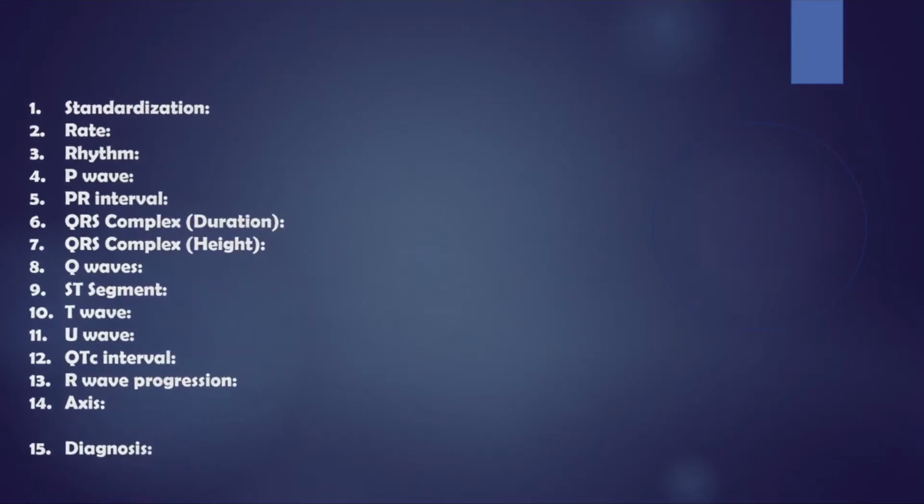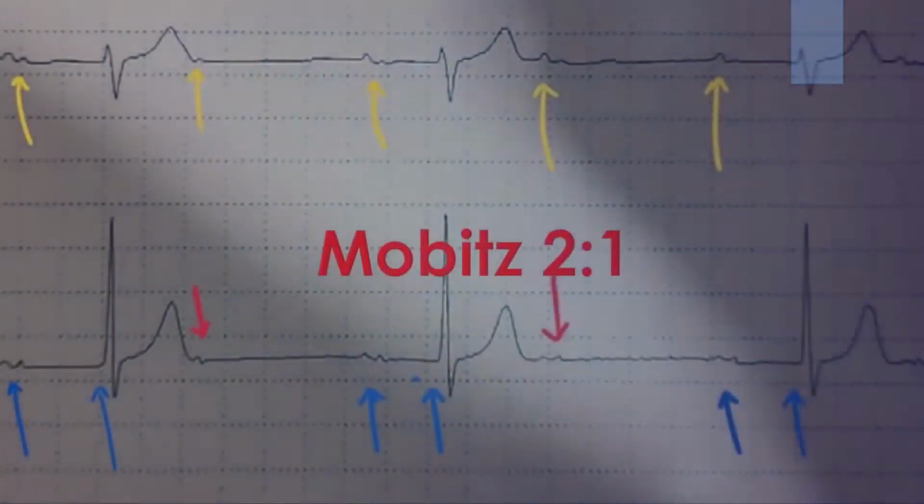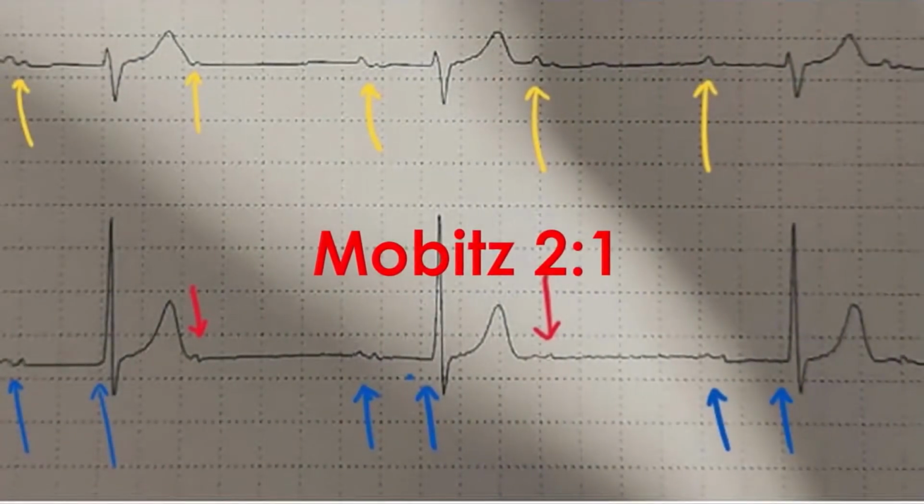So we're going to do another thing with this ECG. We're going to try and label the P waves with yellow. We're going to try and label the conducted P waves with the blue. And we're going to label the missed P waves with the red. So this was actually a Mobitz 2-to-1 block.